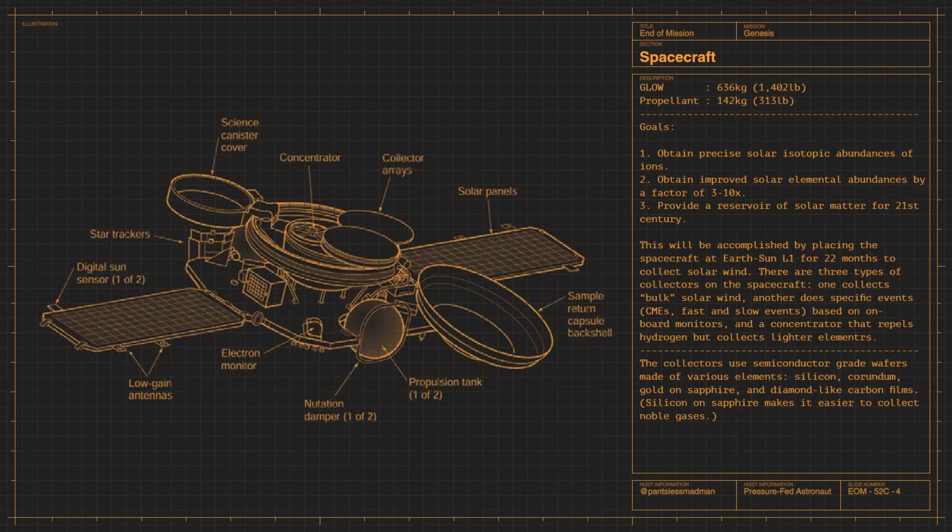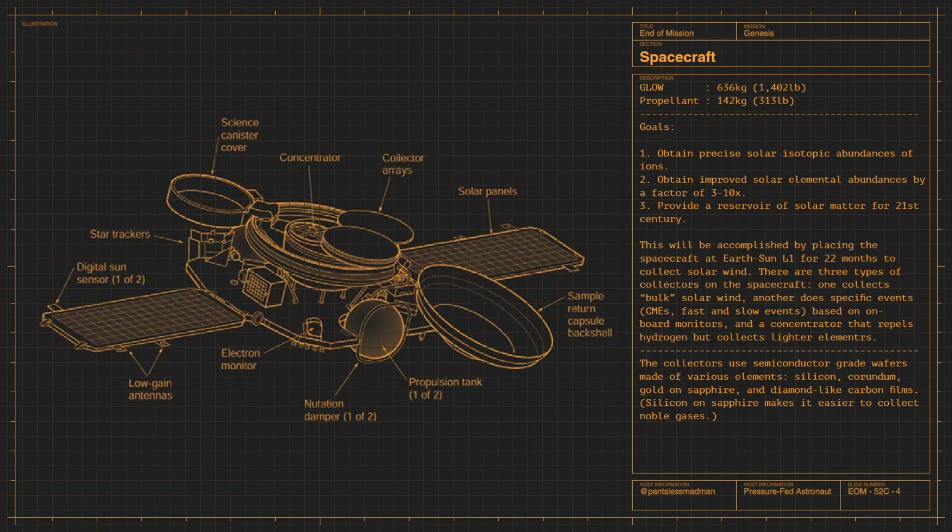So the goals of this mission. There's 3 of them. Obtain precise solar isotopic abundances of ions. Collect a bunch of ions. Get the bucket. Obtain improved solar elemental abundances by a factor of 3 to 10.